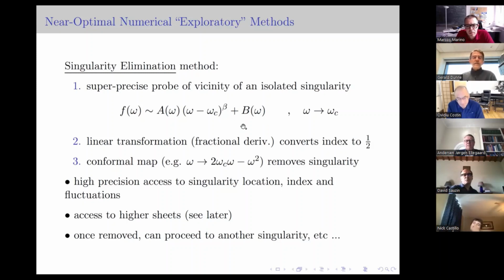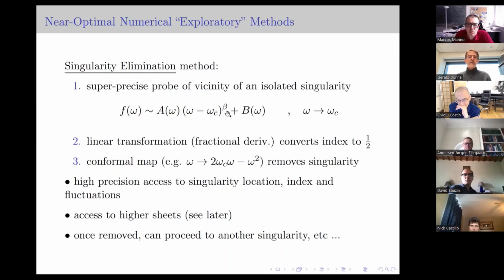Suppose you have some idea what beta might be, either from a Padé analysis or a rough conformal map. You can test whether that's correct by doing the following trick. You can make a linear transformation, which is a fractional derivative operation, which converts the index to a half. It's very simple. Instead of dividing by n factorial, divide by n plus something factorial, if this were a Borel function. You can just do it at the level of the original coefficients.